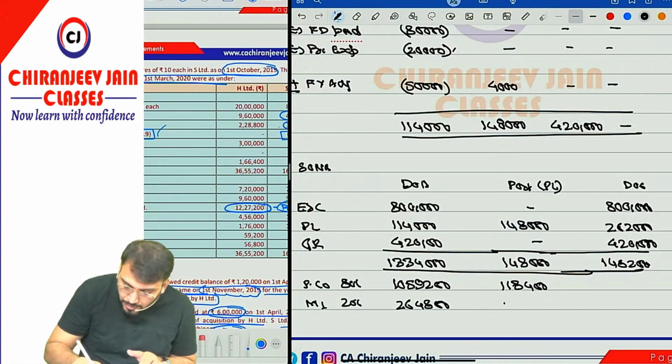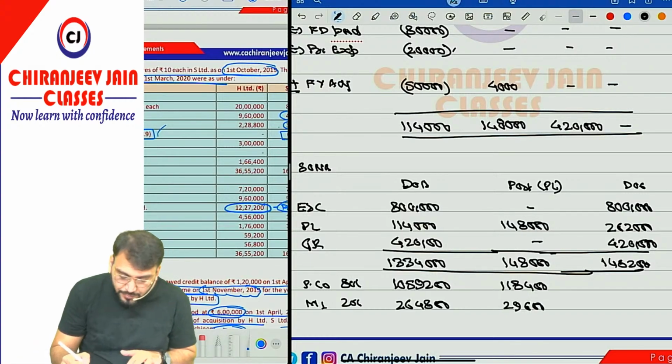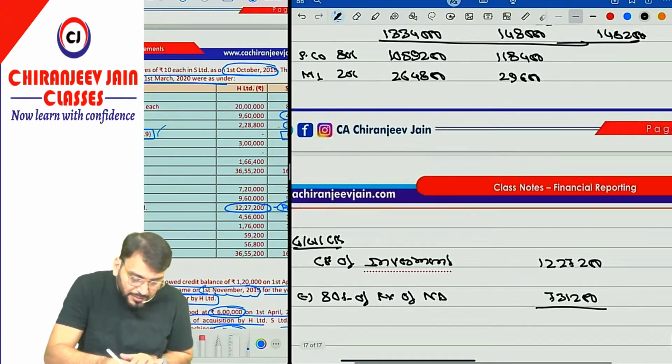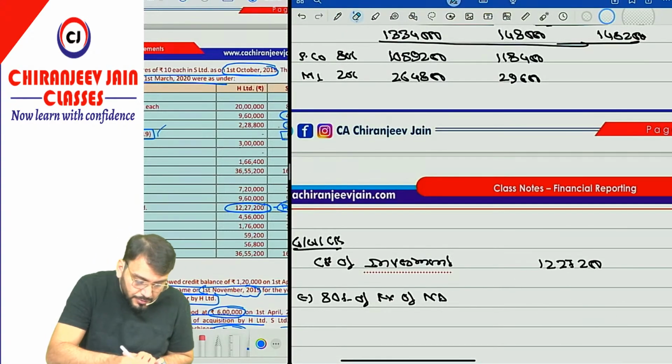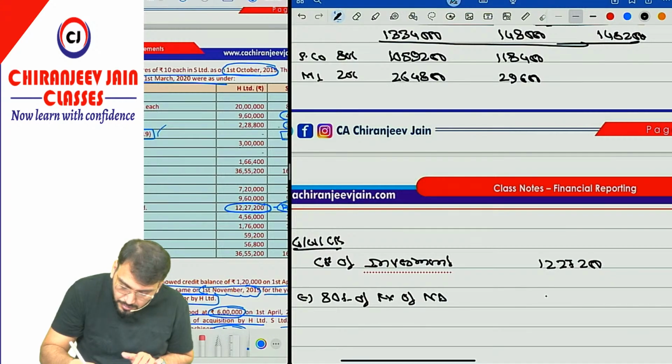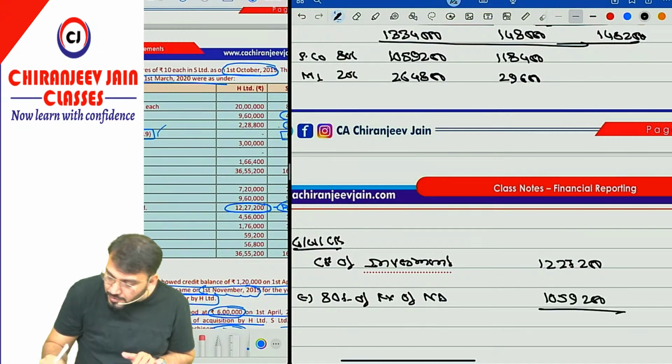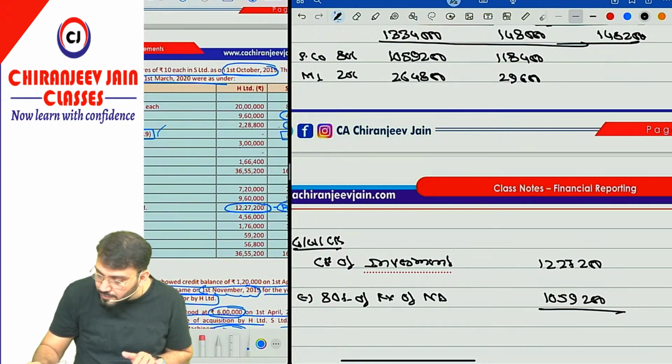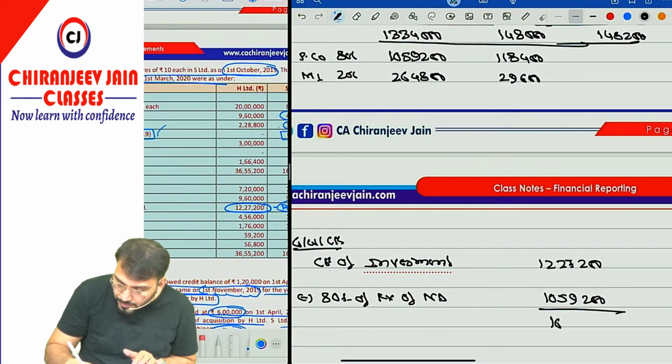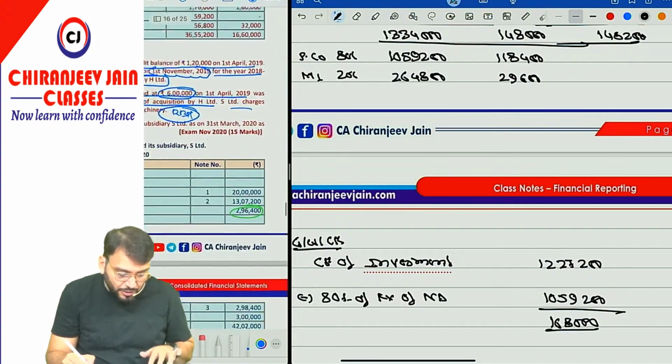Minus equal to 29,600, chalega. So from here how much will we subtract? 10,59,200. So 12,27,200 minus 10,59,200 is coming 1,68,000. Goodwill is 1,68,000.